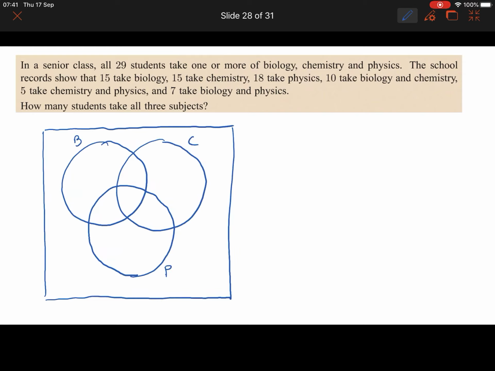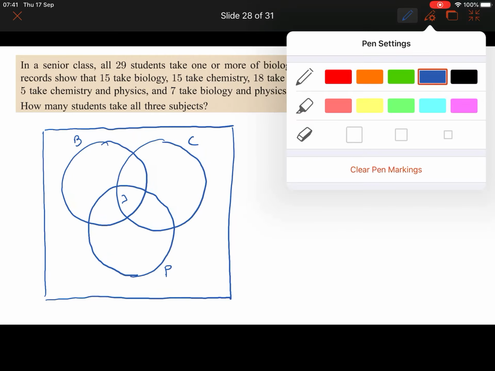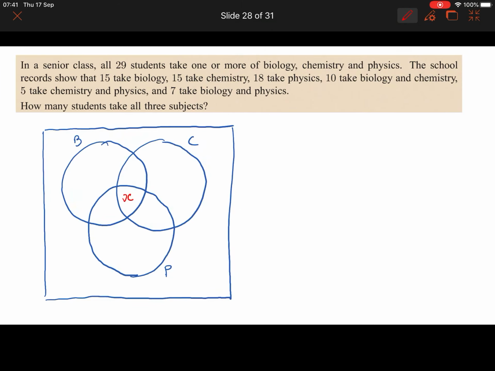And now, again, what we do is we start from the inside, okay? So this is how many students take all 3 subjects, and that is the question. That centre region is what you actually want to know. So we don't know that yet. So let's use a different colour. So that's X. That is what we want to know. Okay? Inside out. So now what we've got to do is work on these other intersecting regions, okay? These regions here. Don't try and do outside in, always do inside out.